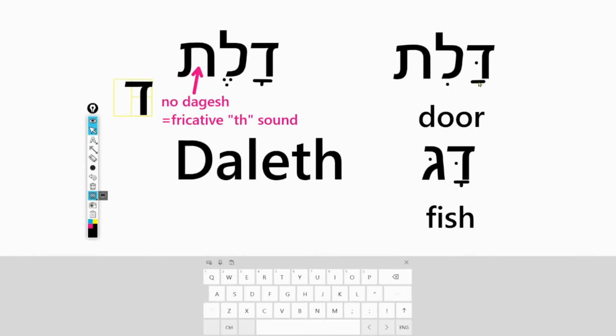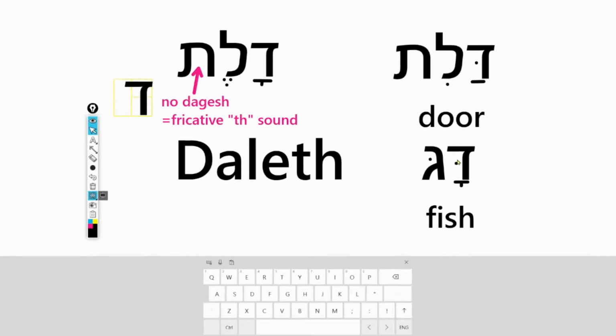This is a patak, so it's got the ah sound. It's a hard D, so it's the duh sound. And that's supposed to be over here as well. I missed it. So that's not the sound. It's a hard D on Daleth. But this is an I sound like fish. So it's Daleth. Daleth. And that means a door.